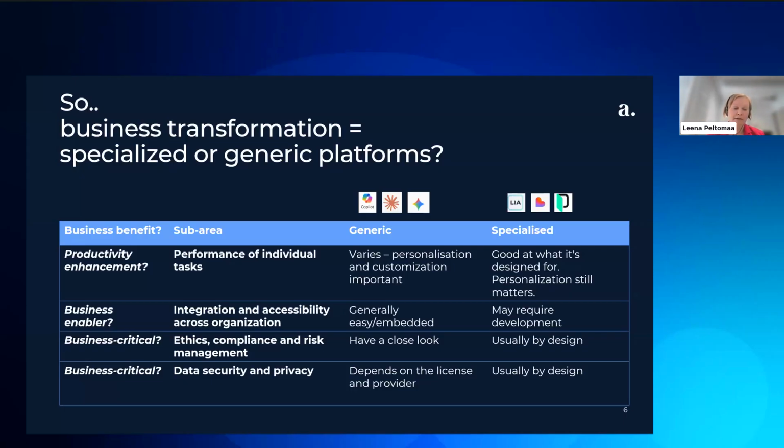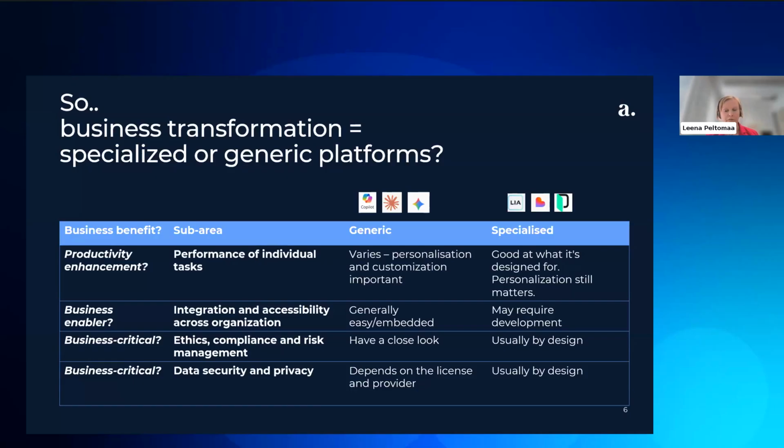Generic platforms, as BCG also noted, are usually embedded in other systems. Think about Microsoft Copilot. If the company already runs on Microsoft Stack, it's very easy to add that for everybody. But then again, even if it's accessible and available, it's not necessarily bringing actual business value, at least not on significant level. And then there are, of course, several other things that need to be taken into account, and we talk about these a little bit later as well, in order to be really business enablers and business transforming.